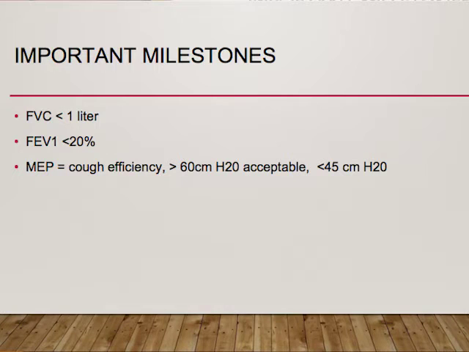And then the maximum expiratory pressure is also an important landmark because it is a measure of cough efficiency. When you can generate 60 centimeters of water or more, it's just the measurement parameter, we find that patients will maintain an acceptable cough efficacy. Whereas when it's less than 45 centimeters of water, we need to really start thinking about adding something like a cough assist or some other form of assisting patients in getting rid of their secretions. So these are important milestones that occur.